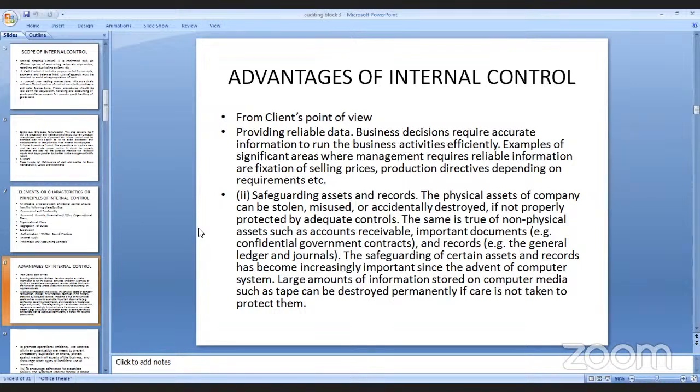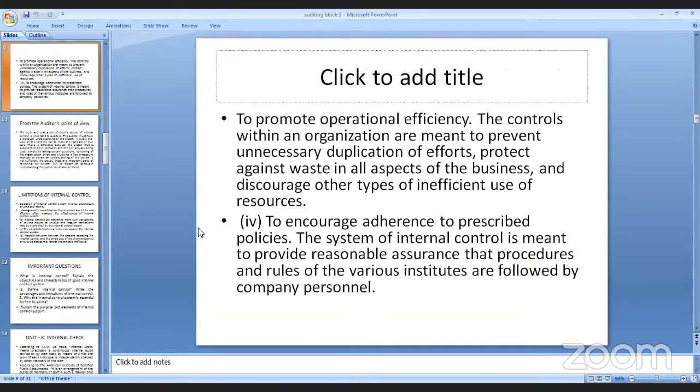Next one is safeguarding assets and records. So the main aim of internal control is to safeguard or to protect the assets of the company. It must not be stolen or misused, or accidentally destroyed. So the members of an organization take care of the maintenance of assets. Next one here, to promote operational efficiency. Internal control, obviously, promotes efficiency and accuracy in the business activities.